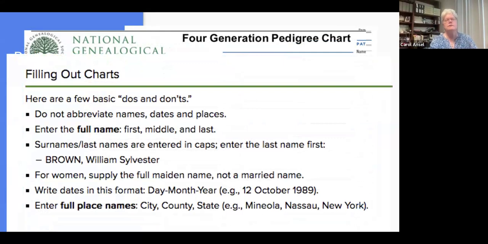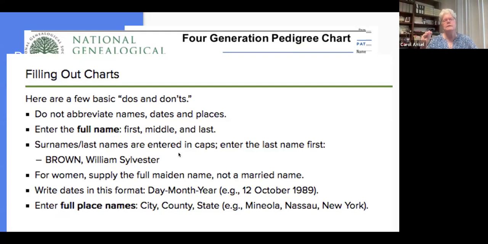This is also from the National Genealogical Society, some of their little hints. So don't abbreviate. It's tempting, but when you come back later, you don't want to be faced with an abbreviation and you can't remember what it means. Enter the full name, everything you got there. So first, middle, and last. They suggest you put surnames in capital letters. I have a variation on that.